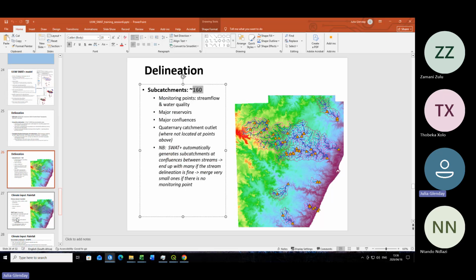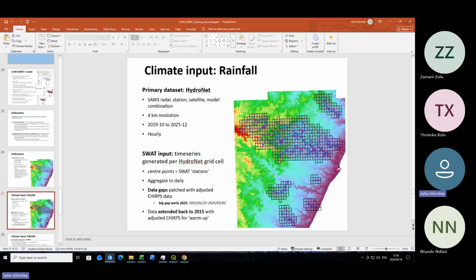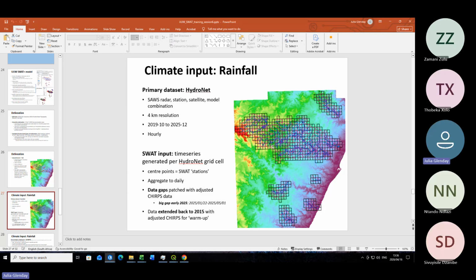But we talked about the climate inputs. I've input them from HydroNet for everything, at the grid cell level, the level of the grid cells that HydroNet produces the data for. We talked about this last time. There are some gaps in the HydroNet data, so I patched those using CHIRPS. I corrected the CHIRPS data to some degree based on the relationship between the CHIRPS data and the HydroNet data. So that's the climate input.